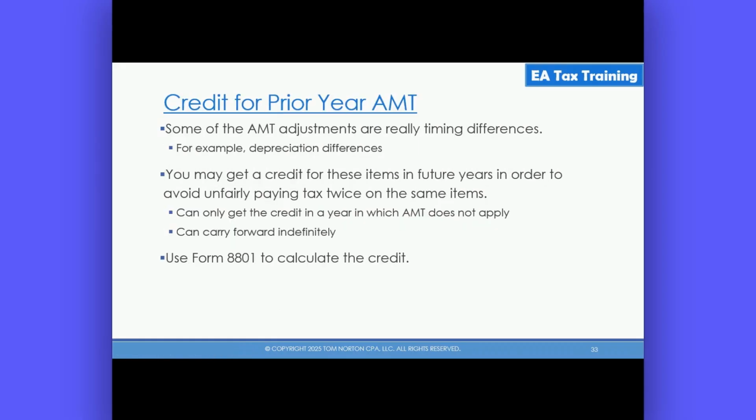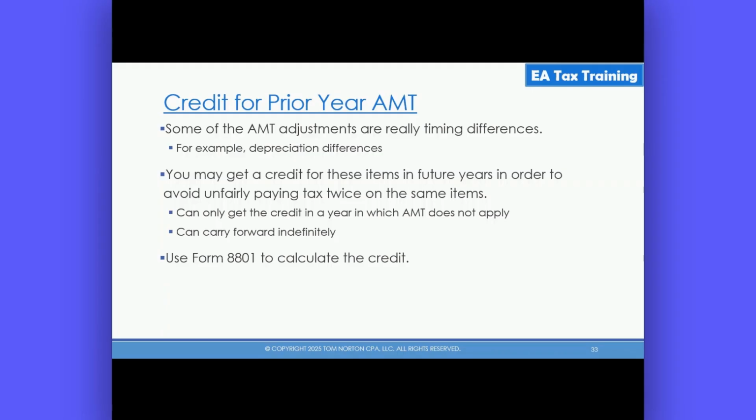Credit for a prior year AMT. It is possible that you can have an AMT credit in future years. So some of the adjustments that we talked about are really just timing differences on when the expenses occur. We're not going to go into all of the details of that, and you don't need to know that. What you need to know is that you can have an AMT adjustment that results in an AMT credit in future years when the taxpayer is not subject to the alternative minimum tax.